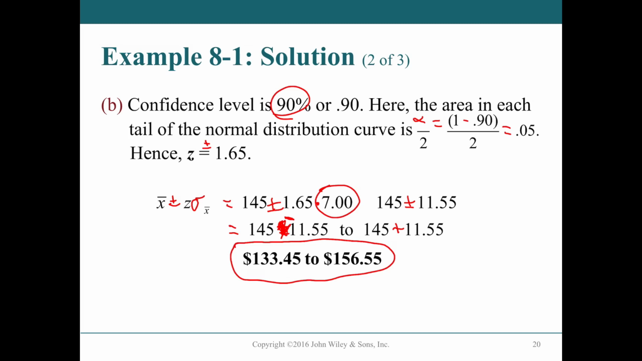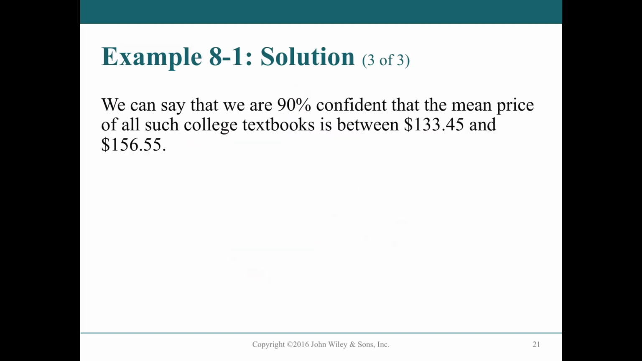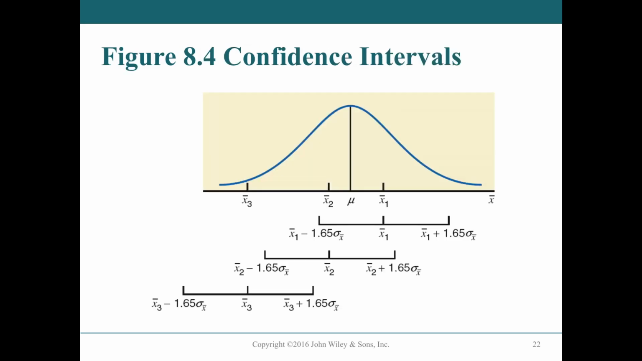We're 90% certain that the true mean of the textbooks would land between about $133.50 up to $156.50. However, we're 10% sure that it does not land in that interval: 5% on the left, lower than 133, and 5% on the right, higher than 156.55. That's what our statement would be. So this just summarizes what I just said: 90% confident that the mean price of all textbooks of that genre is between those two numbers.